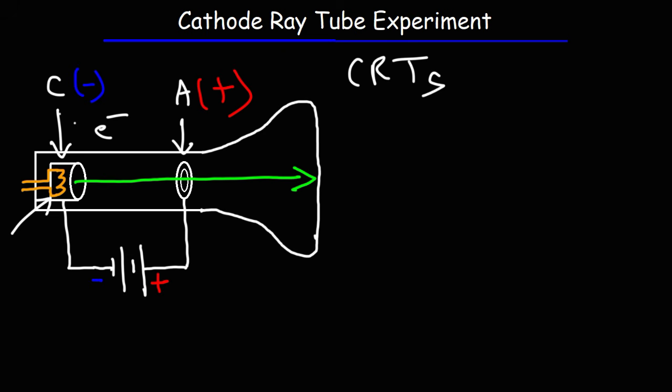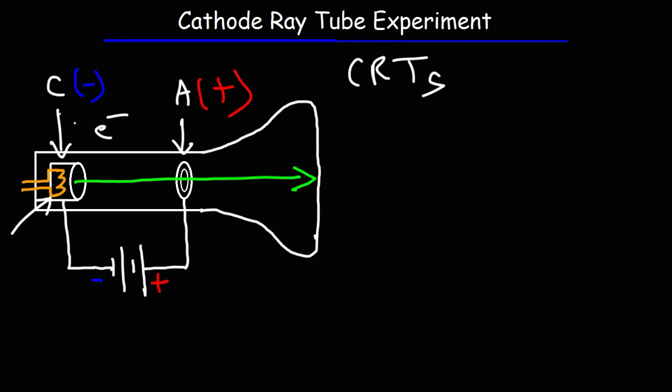Now, here is a question for you. Why was this experiment called the cathode ray tube experiment and not the anode ray tube experiment? What would you say? The reason for this is because the electron beam appears to emanate from the cathode and not the anode, and so it's called the cathode ray.